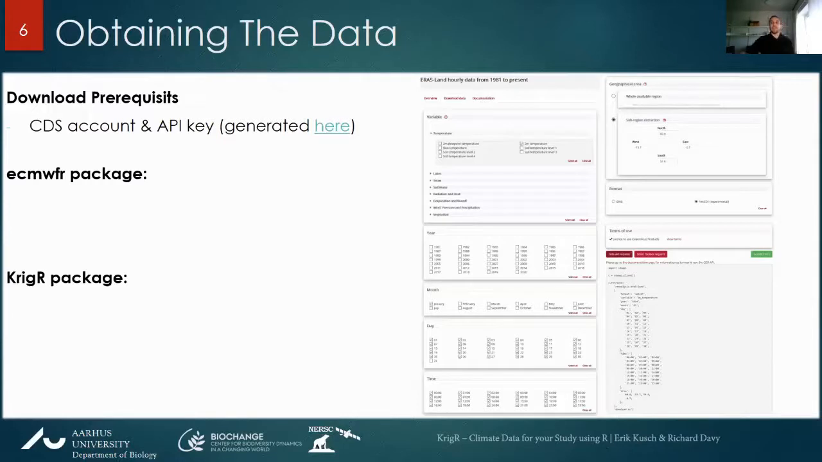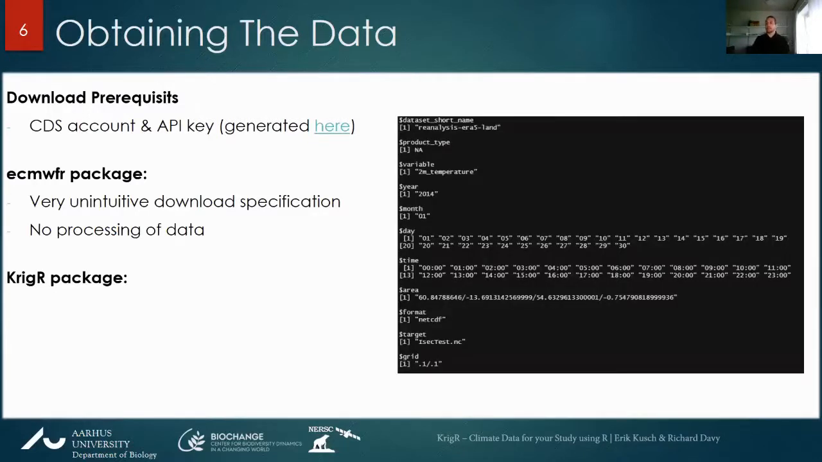The next thing we do is move into the ECMWFR package, which already exists for the R environment, where we can already get Era 5 and Era 5 land data downloaded from the climate data store, the CDS, run by the ECMWF, who are the makers of Era 5 and Era 5 land. On the right-hand side, you can see a download list specification that you could then feed to the functions within ECMWFR. To my mind, this is rather unintuitive as a download specification, and there is no processing of any data.